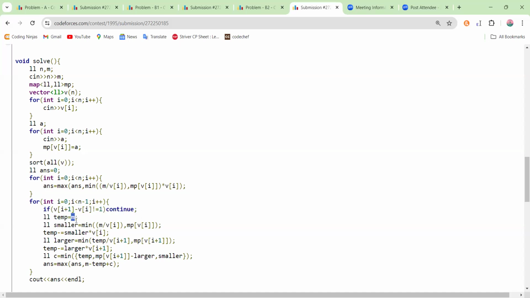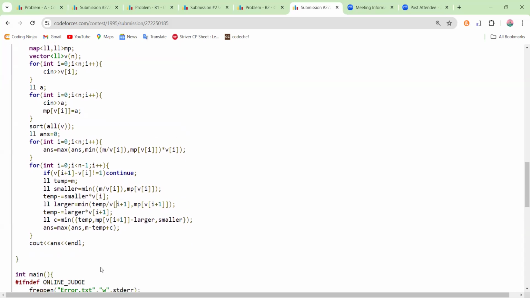Otherwise, I know that I have m coins to spend. How many flowers of ith type can I take? It is nothing but the same thing, minimum of m by v of I, comma mp of v of I. And my temp, that is the cost, will get decremented by number of flowers multiplied by v of I. Now, how many flowers can I take of the larger type, that is, containing v of I plus 1 petals? It is nothing but minimum of temp by v of I plus 1, comma mp of v of I plus 1. And my temp will again be decremented by the quantity multiplied by the number of petals in each flower.